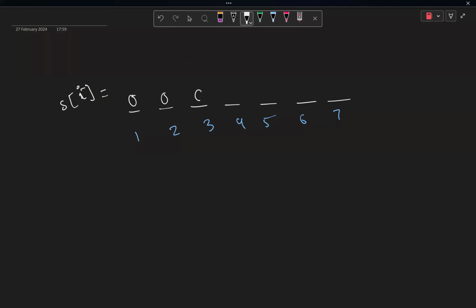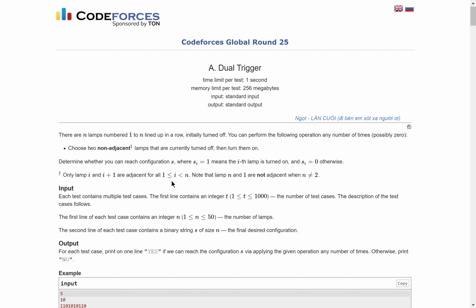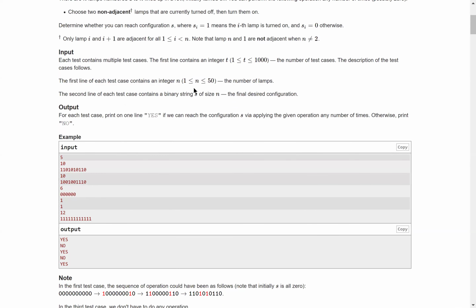Initially, we have all the lamps set off, and what we can do is choose two non-adjacent lamps actually. Like we cannot choose this and this lamp together. We can choose any two non-adjacent lamps. Both of these should be turned off initially, and we can then turn them on. And what we have to tell is whether it is possible to reach whatever configuration has been given to us in the problem.